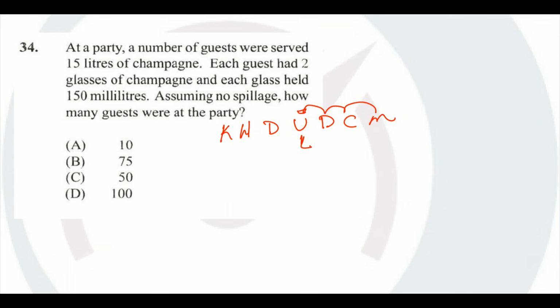So each person drank 2 glasses of champagne that held 150 milliliters, so the total consumption was 150 milliliters times 2, so that gives me 300 milliliters. Now what is 300 milliliters in liters? We're going to divide it by 1,000, so you get 0.3 liters.